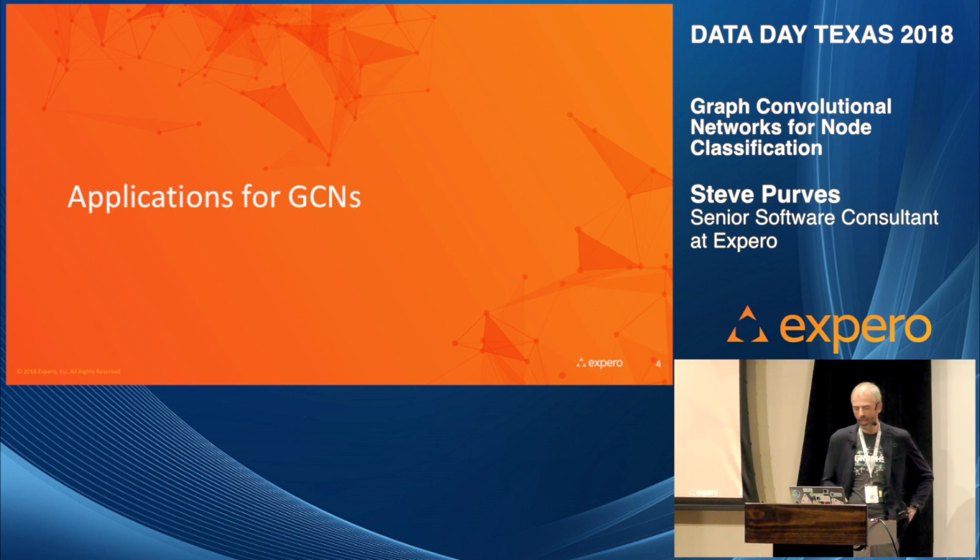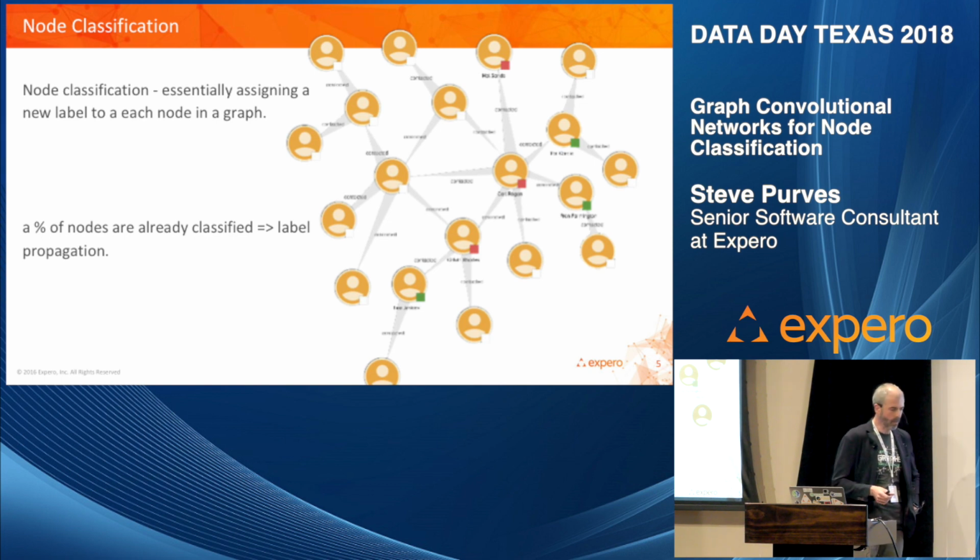So, application areas for GCNs. The thing we're going to focus on is node classification. So just to be clear on that, let's say we have a graph data set where we're going to have properties on the nodes themselves. We're also going to have properties on the edges. A classification problem is to add a label or an additional property across all the nodes in that graph.